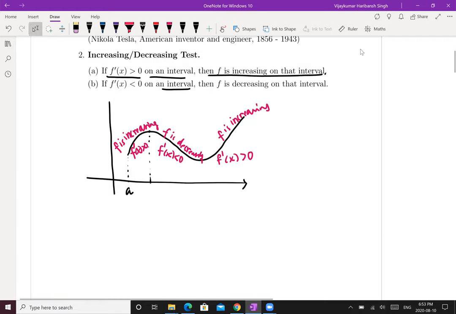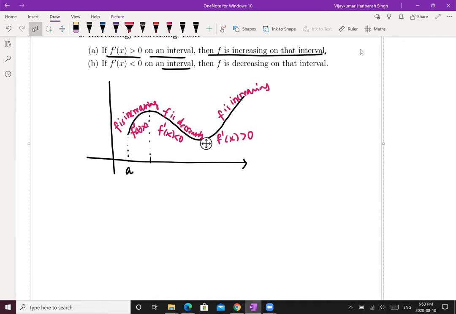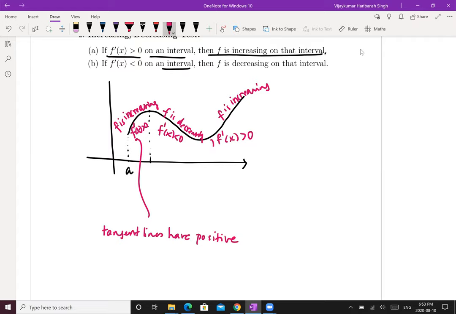So derivative greater than 0 means the function is increasing. Derivative less than 0, the function is decreasing. What is the reason for that? There are many ways to look at the same thing. As you can see here, the tangent lines have positive slope here and here as well. In these two regions, tangent line has positive slope. Whereas here the tangent line has negative slope.